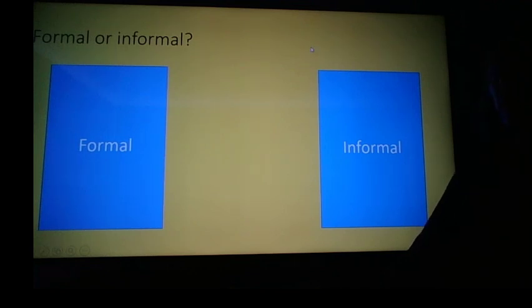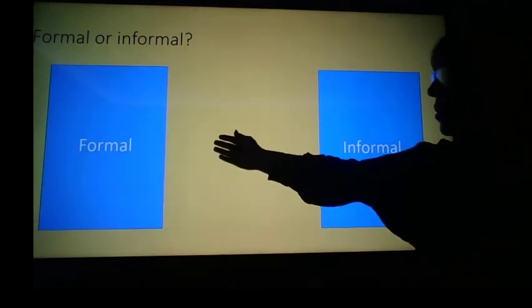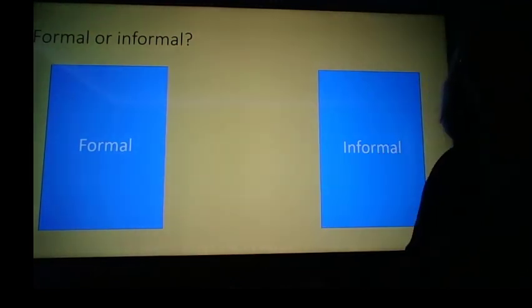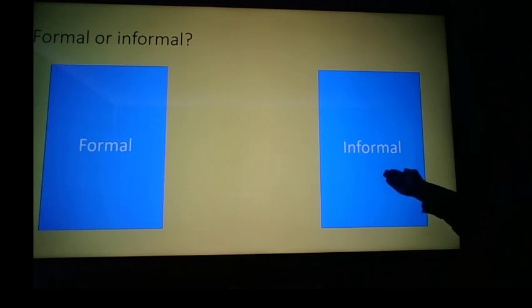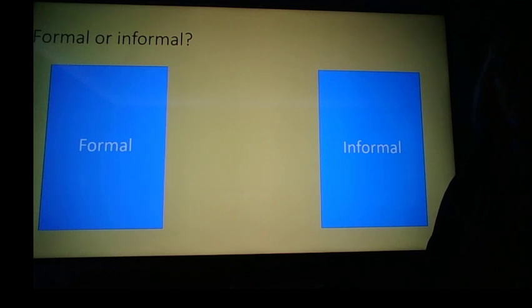So I wonder how good we are at choosing formal or informal words. So we have two boxes. Formal, for words going into that box, would be words that we use in a formal email, and informal words going into that box will be words that we use in an informal email. So let's begin.